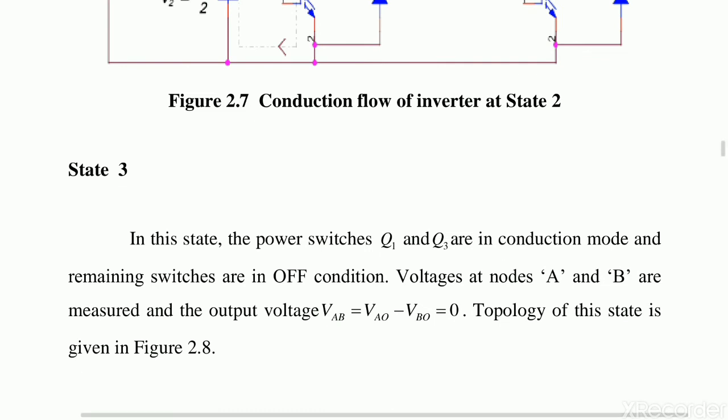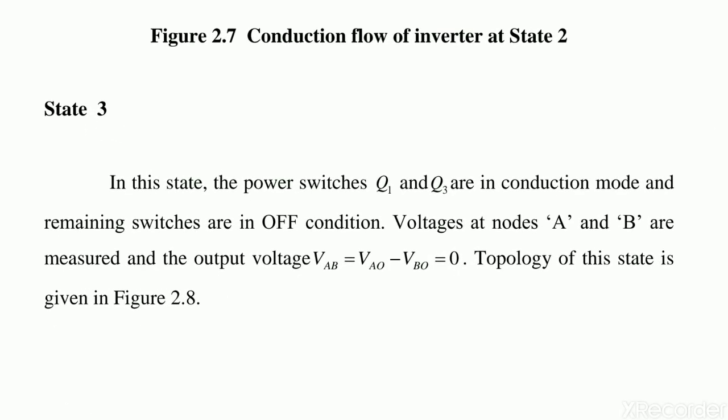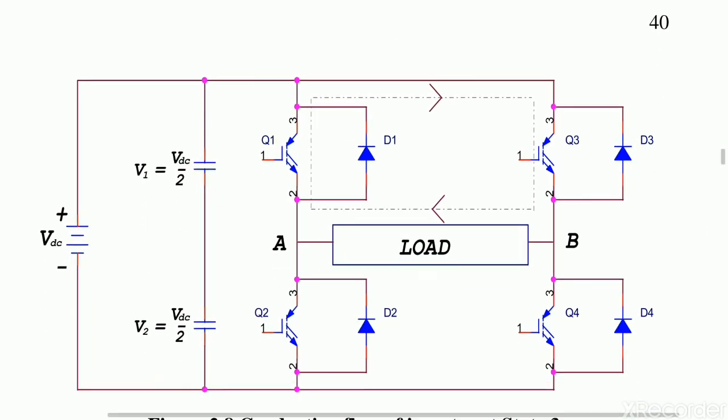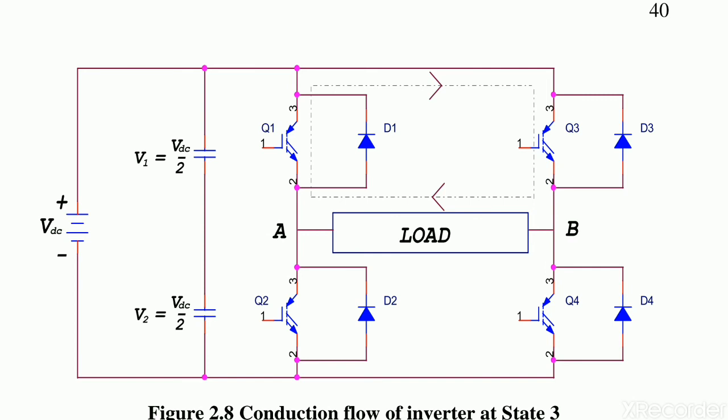So what will happen in the state 3? In this state the power switches Q1 and Q3 are in conduction mode and remaining switches are in off condition. So the measured output voltage VAB is equal to 0. So in the state 3 we are turning on Q1 and Q3. So the resultant output voltage across the load will be 0. We can see as the triggering is provided for Q1 and Q3, the direction of current flowing, and the resultant voltage across the load will be 0.